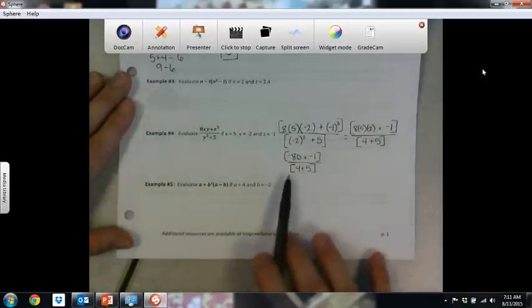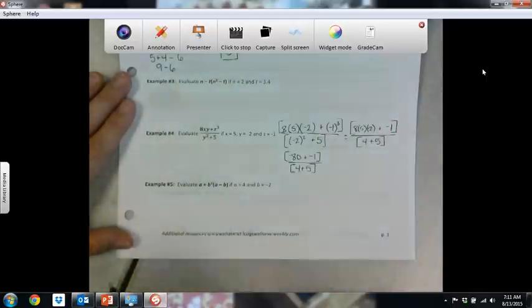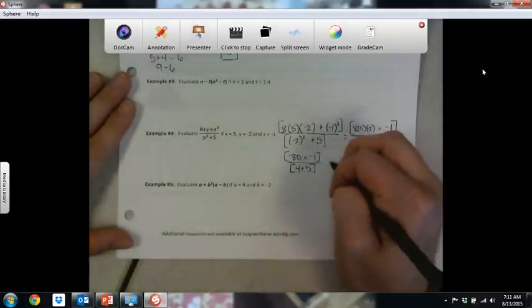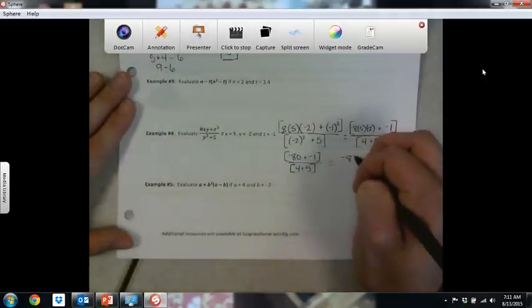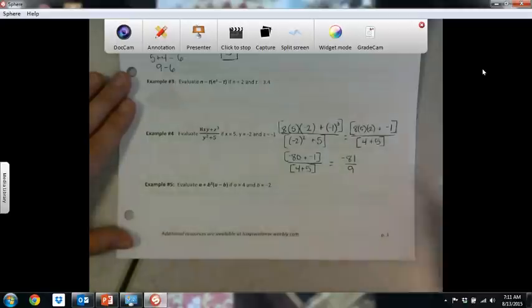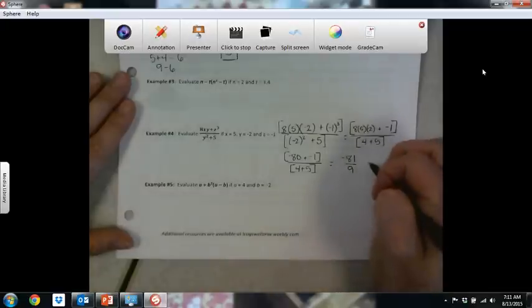Well, now I'm going to add in the numerator and add in the denominator, because that's my last step that you would see back up at the top. So I'm going to get a negative 81 over 9. And at the very end here, I can do the division. So negative 81 divided by 9 is going to give me a negative 9.